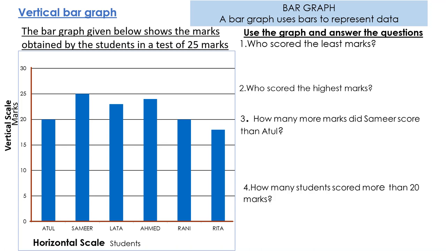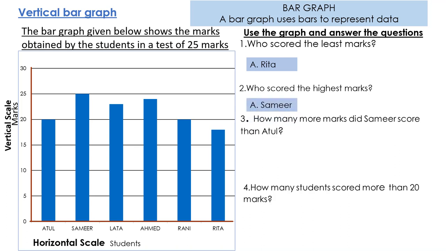Who scored the least marks? Rita scored the least marks. Who scored the highest marks? Here, as you can see, Samir scored 25 marks. So, Samir scored the highest marks.